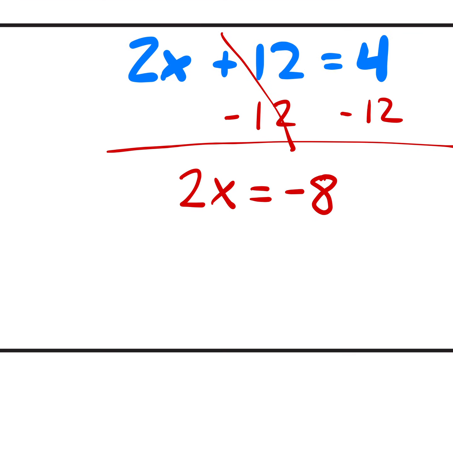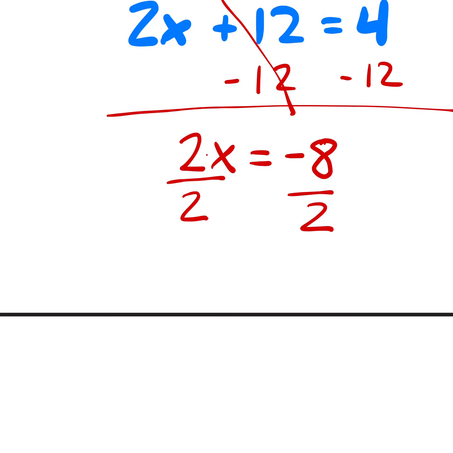Step 2, we still have to get x by itself. What's happening to x? It's being multiplied by 2. So the opposite of that is to divide by 2. 2 over 2 is 1 whole. It cancels out. It's gone. Negative 8 divided by 2 is negative 4, and that's my answer.